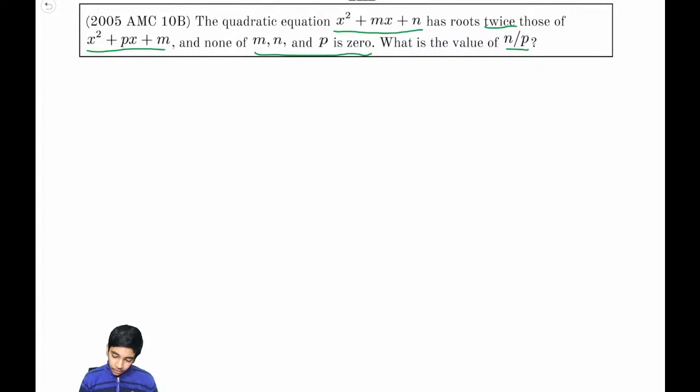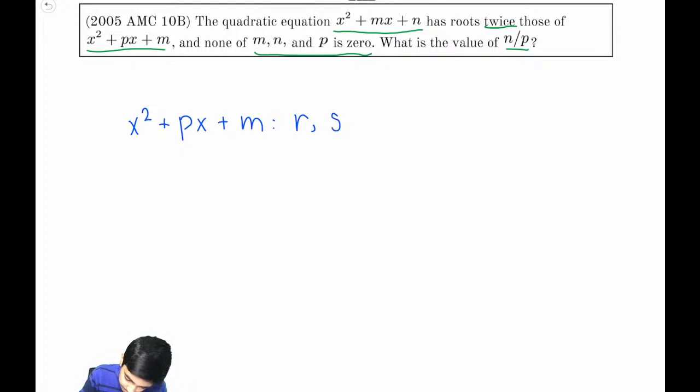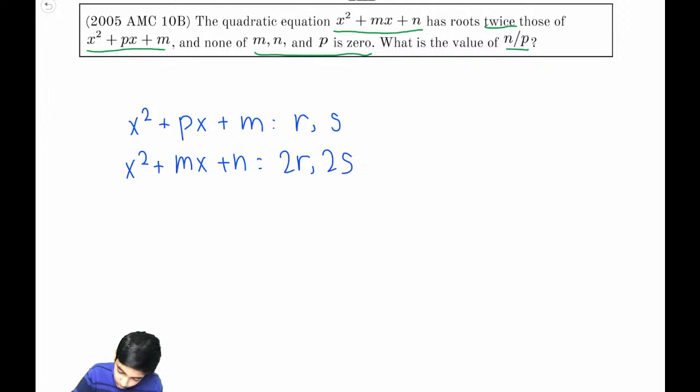Okay, so the roots are twice. So let's say the roots of x squared plus px plus m are r comma s. Let's just say that. And the roots of x squared plus mx plus n are 2r and 2s, because we're given that the roots are twice those of x squared plus px plus m.